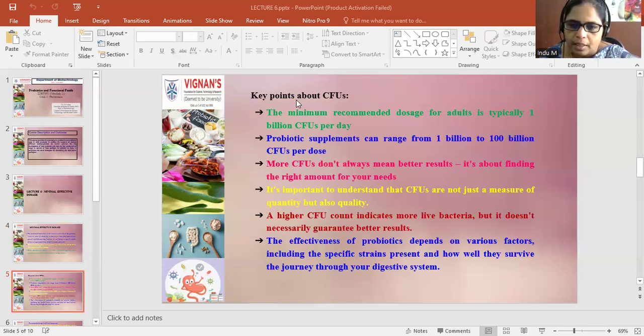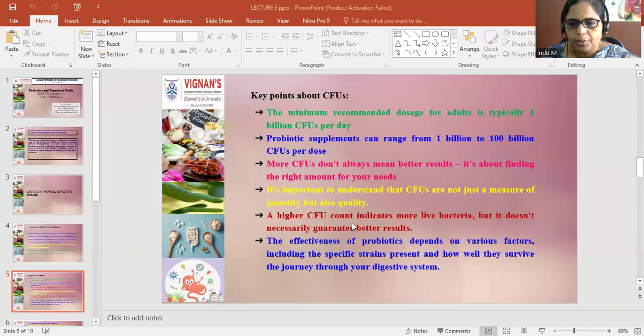While deciding the colony forming units, we have to see some key points. The minimum recommended dosage for adults is typically billion colony forming units per day. If you see probiotic supplements, the dose ranges from 1 billion to 100 billion colony forming units per dose. More colony forming units don't always mean better results. It's about finding the right amount for your needs. It's important to understand that colony forming units are not just a measure of quantity, but also quality of the probiotic organisms we need to consider.